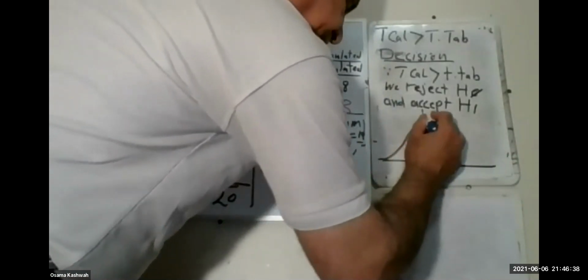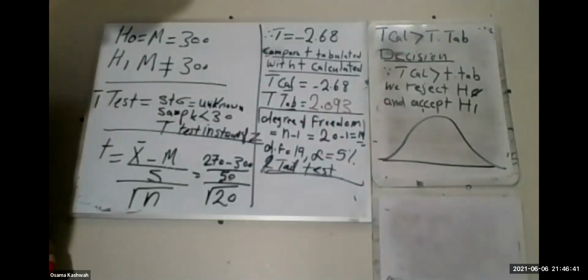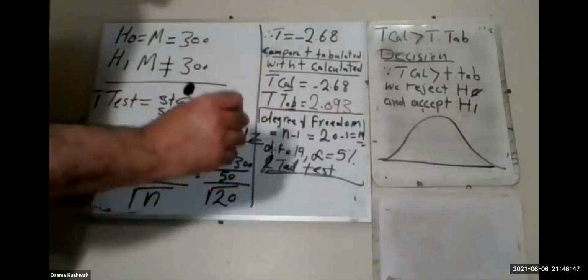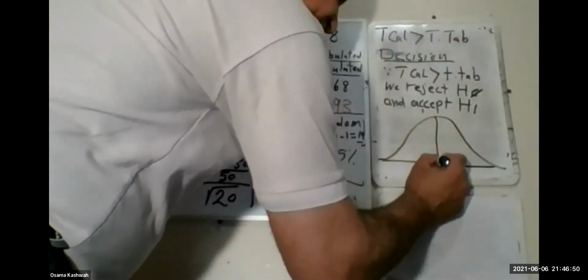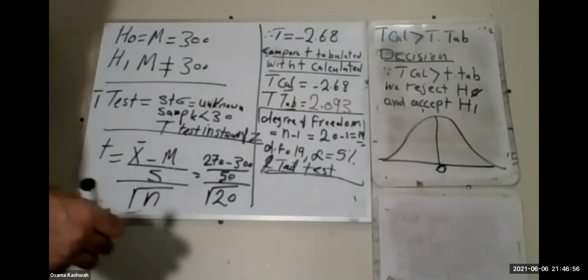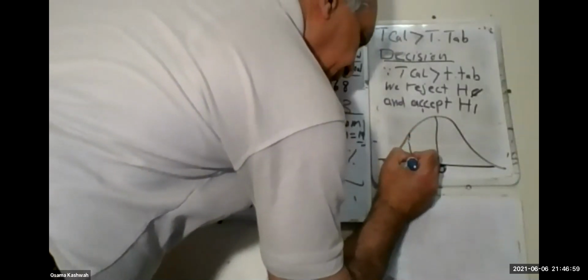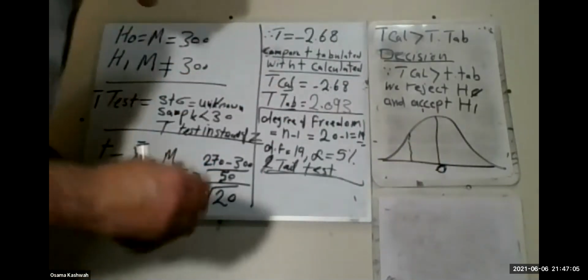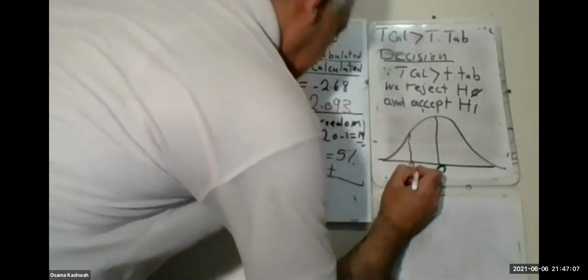Now, how can we do this here in the graph? The tabulated value marks the area of acceptance. If we start in the middle, the zero point, and move forward to the left, here we accept until the tabulated. The tabulated is 2.093. This is the tabulated. Here we accept H0.